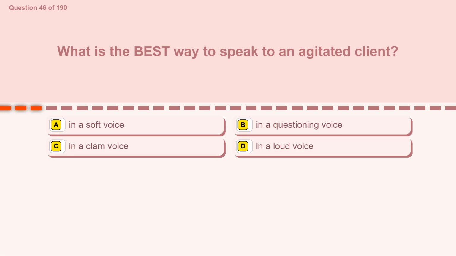Question 46. What is the best way to speak to an agitated client? Option A, in a soft voice. Option B, in a questioning voice. Option C, in a calm voice. Option D, in a loud voice.